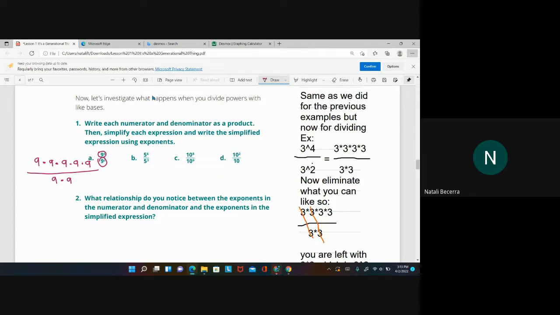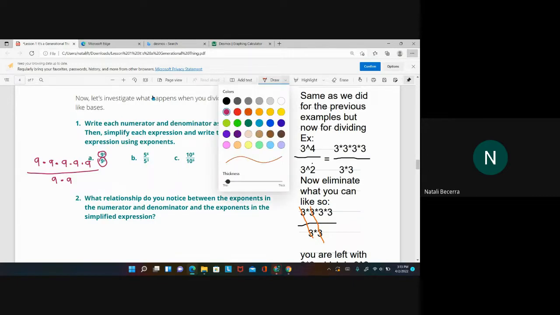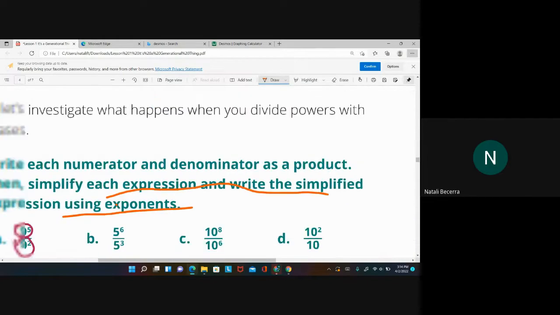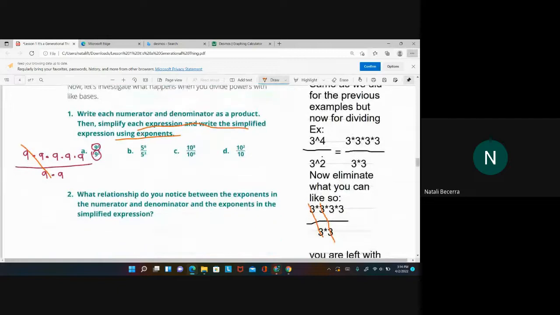So now that you do that, they want us to simplify each expression and write the simplified expression using exponents. So what they mean by simplifying is that you can cancel these out. Well, they don't technically cancel out, but they reduce to an invisible one. 9 divided by 9 is 1, but it just becomes invisible. Oh my goodness, I'm talking too fast. I need to slow down. All right. So that's 1. And then I can do it one more time right here. So now you're left with the top. How many do you have? You have 3. So this is 9 to the power of 3.